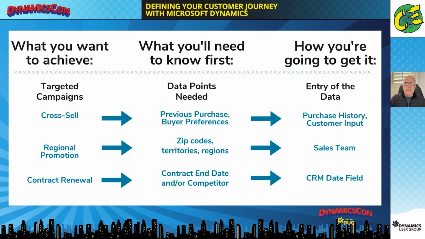If you're looking at something like a contract renewal date, you're going to need the end of the contract date and who potentially the competitors are there. And you're going to have that data in a CRM date field, which just says contracts expiring here. So let's get ahead of it by 60 days and make sure there are no competitors out there getting into the mix with us.